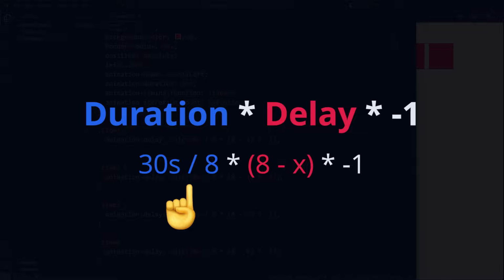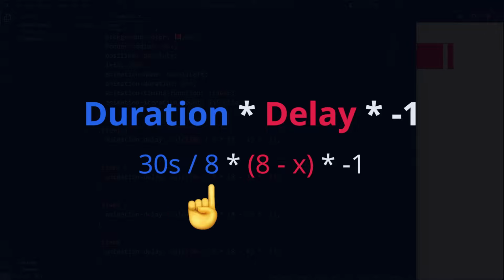This calculation ensures that each item moves at a consistent speed and covers the entire distance from right to left within the total animation duration. When you're writing this yourself, you need to make sure that you're using the same number of seconds as the number of seconds you defined in your animation duration property. They both have to be the same.